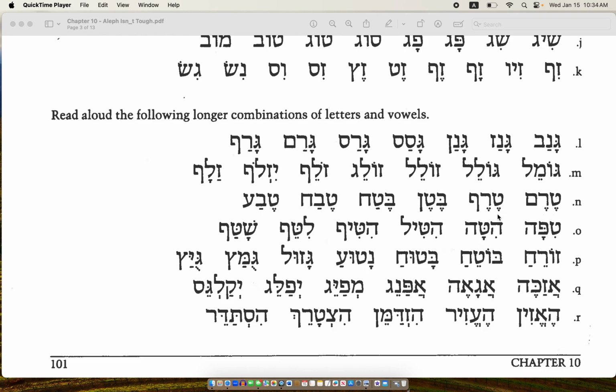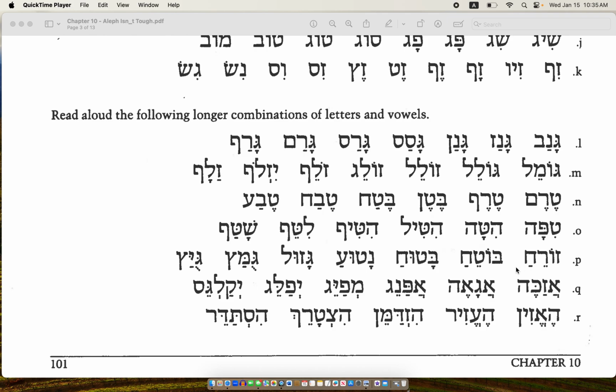Terem, teref, beten, betach, tevach, teva. Line O. Tipa, he-ta, he-teal, he-teef, li-teif, shataf.